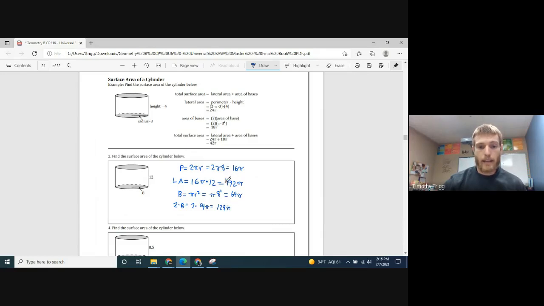So we add the lateral area plus the area of the 2 bases, and that'll give you the total surface area, 320 pi. So we take the lateral area plus the 2 bases, and that gives you 320 pi. And this here is the total surface area.